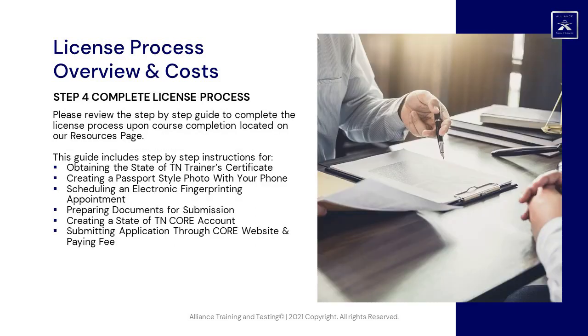Step 4. Complete license process. Please review the step-by-step guide to complete the license process upon course completion, located on our resources page. This guide includes step-by-step instructions for obtaining the State of Tennessee Trainer's Certificate, creating a passport-style photo with your phone, scheduling an electronic fingerprinting appointment, preparing documents for submission, creating a State of Tennessee CORE account, submitting application through the CORE website, and paying the fee.